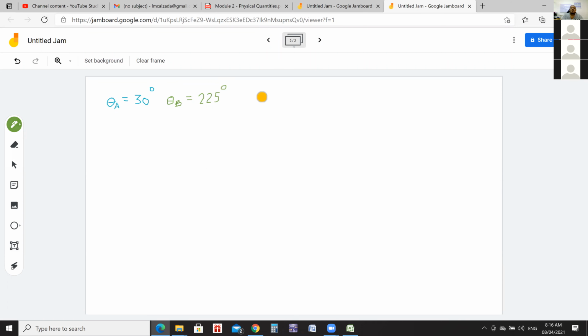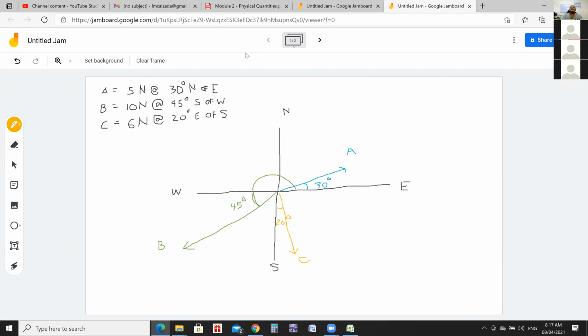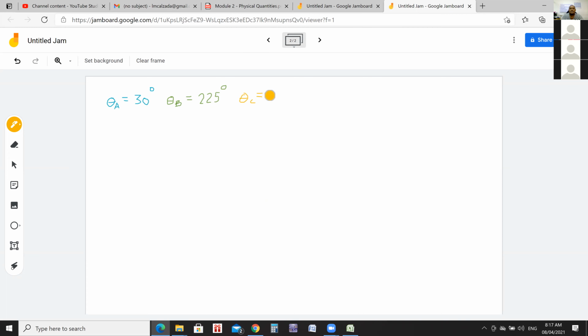The next reference angle is theta C. Theta C, the reference angle is the angle from the positive x-axis towards the vector. So from here, this is 90, this is 180, this is 270 plus 20, that is equivalent to 290. So this is 290 degrees.